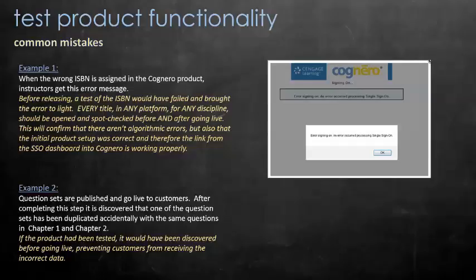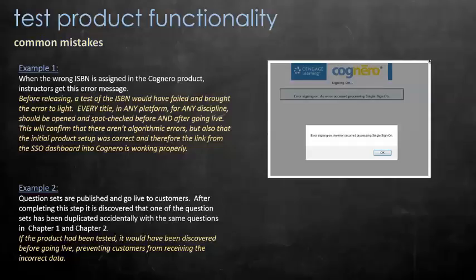Some common mistakes: when the wrong ISBN is assigned to the Cognero product, instructors will get the message you see, "Error signing on. Error occurred processing single sign-on." Before releasing, a test of the ISBN would have failed, as you just saw, and brought the error to light. Every title in any platform in any discipline should be opened and spot-checked before and after going live. This will confirm that there aren't any algorithmic errors, but also that the initial product setup was correct, and therefore the link from the SSO dashboard into Cognero is working properly.